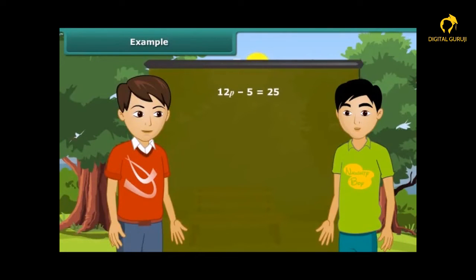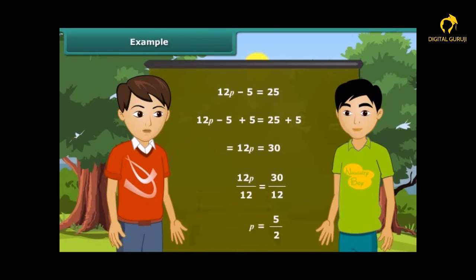Ajay, can you solve this equation? Yes. To get p on the left-hand side, we will add 5 to both the sides. We get 12p is equal to 30. Now divide both sides by 12. We get the answer p as 5 upon 2. Very good. Do you know that we can solve these problems by transposing also?